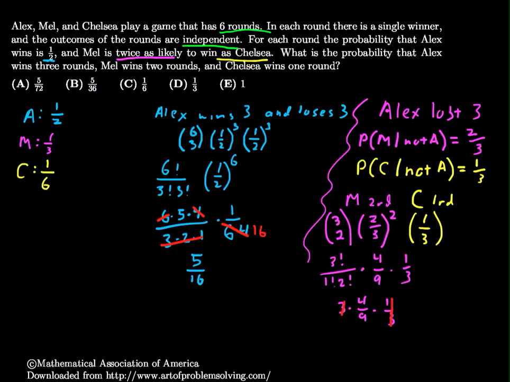And so let's pull this all together. This is the probability that Alex wins 3, and 4/9 is the probability that then Mel wins 2 and Chelsea wins 1. So 5/16 multiplied by 4/9, and this 16 and this 4 can reduce down to a 4 and a 1. That then gives me a probability of 5 times 1 is 5, 4 times 9 is 36, so 5/36 that Alex wins 3, Mel wins 2, and Chelsea wins 1 in any order.